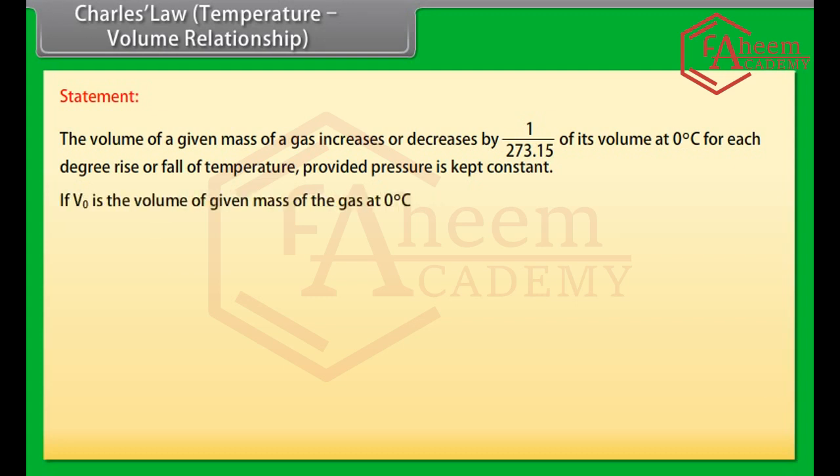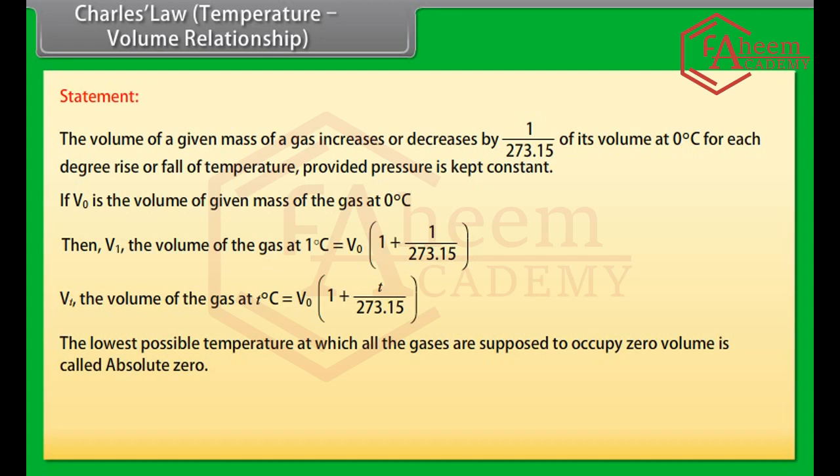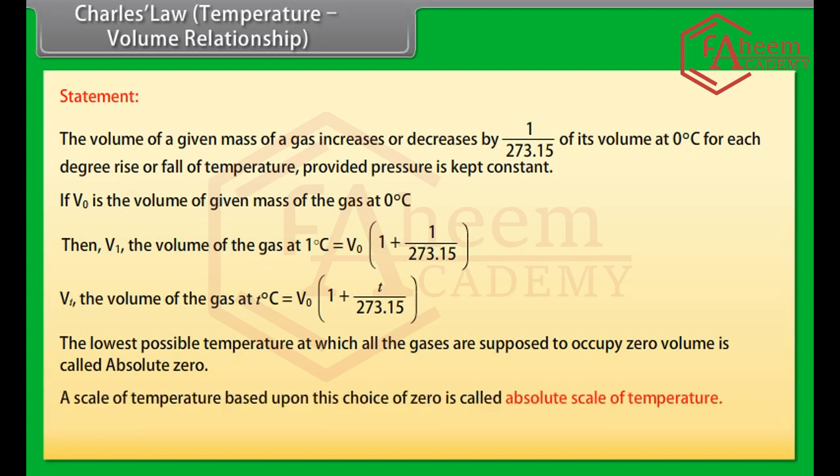If V0 is the volume of a given mass of a gas at 0 degrees Celsius, then V1, the volume of the gas at 1 degree Celsius, is equal to V0 into 1 plus 1 by 273.15. Vt, the volume of gas at T degrees Celsius, is equal to V0 into 1 plus T by 273.15. The lowest possible temperature at which all the gases are supposed to occupy zero volume is called absolute zero. A scale of temperature based upon this choice of zero is called the absolute scale of temperature. This scale is also known as the Kelvin scale of temperature.